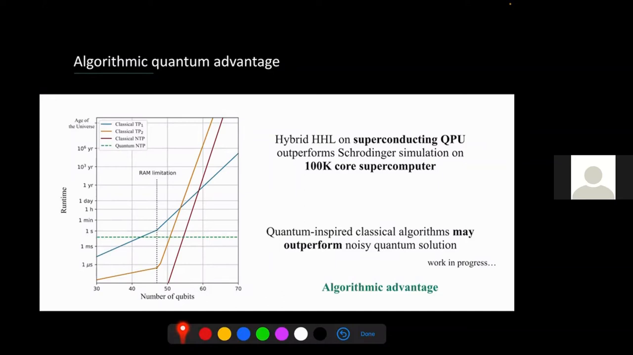However, I want to emphasize that here the comparison was made with the most straightforward simulation techniques, which basically include matrix multiplication. And we expect that more advanced quantum-inspired algorithms may outperform this quantum solution. This work is still in progress, but what is important here is that there is a clear algorithmic advantage in solving this problem.